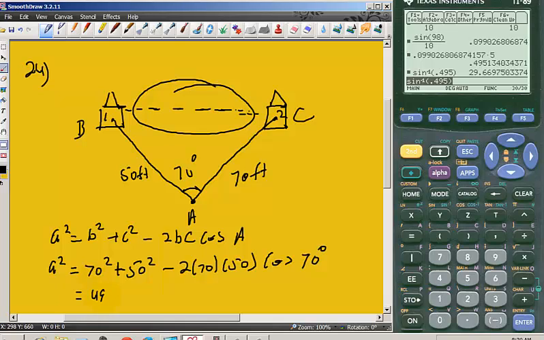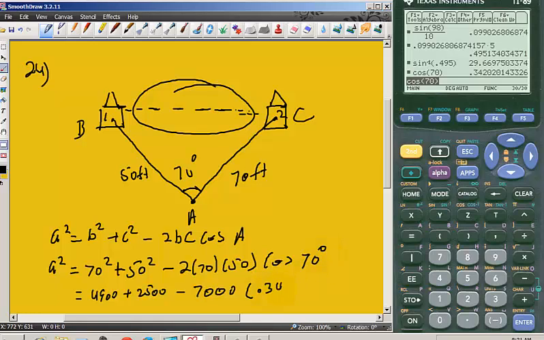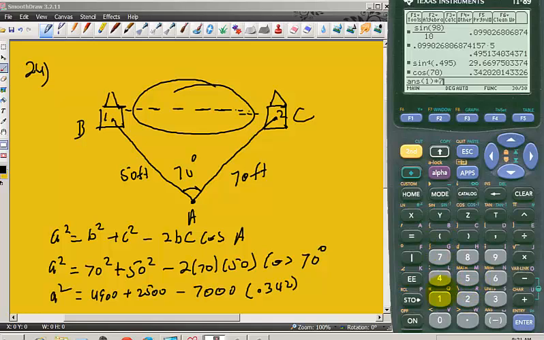Okay, that's 49 and 2 zeros, and this is 25 and 2 zeros, and that's minus 100 times 70, so that's 7 and 3 zeros. Okay, and then I have a cosine of 70 degrees, so I'm going to punch in cosine of 70. So cosine of 70, approximate that, and that turns out to be 0.342. I'm going to have to multiply these first, so my A squared is this, so I'm going to go ahead and multiply times 7,000.